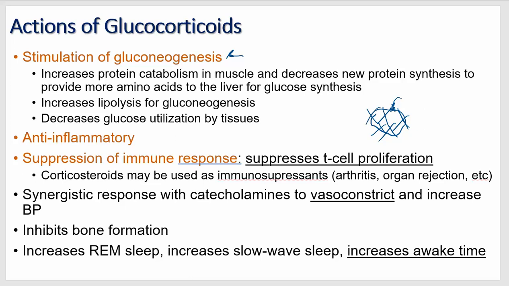You're not supposed to be in the body. So if you find a way to suppress T cell proliferation, then that gives the transplant a fighting chance. Okay, so the immune system isn't going to be so actively trying to kill those cells. Okay, so that's why a lot of times glucocorticoids, or steroids, as we say, are used to reduce that for organ rejection.